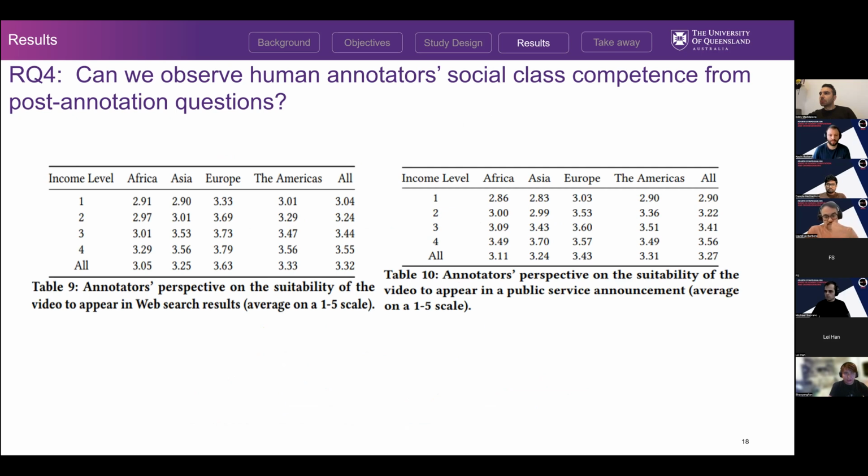And we also test how people think about whether those radios are suitable to display in the Google search result or public service announcement. We also saw some bias. And we can clearly say the family in Europe receives much higher scores than the family in Africa. And the family from high income level also receives much higher scores than the family in the low income level. The same result was found by both questions.